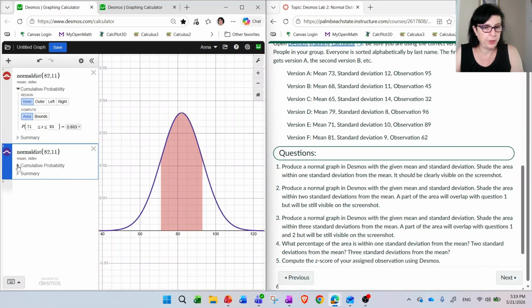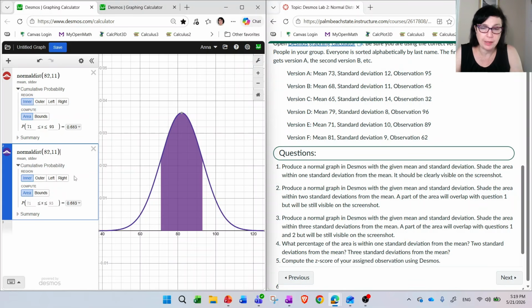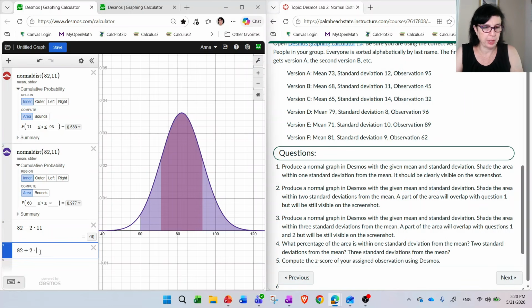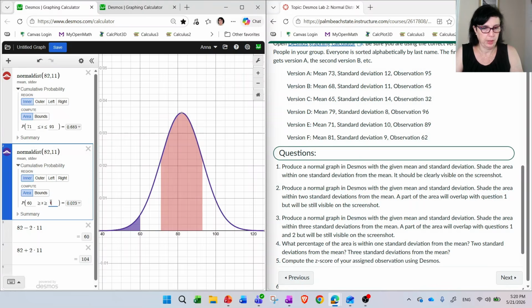And then again, you open the cumulative probability menu, but this time you want two standard deviations. So what do you do? You start with the mean, which for me is 82, minus 2 multiplied by my standard deviation. That's 11. That's the bound I put over here. So that's going to be 60. The other one is going to be the same, but plus. That's going to be 104. Okay, so that's two standard deviations. You can see that they're overlapping, but you can still see the old area that was one standard deviation and the new addition, another extra standard deviation on both sides.